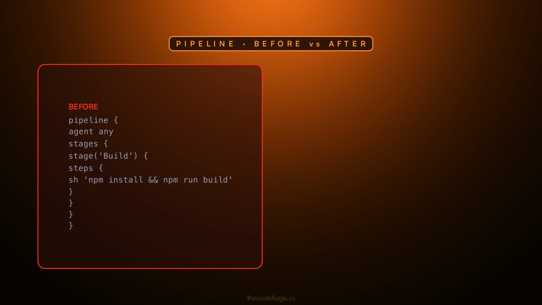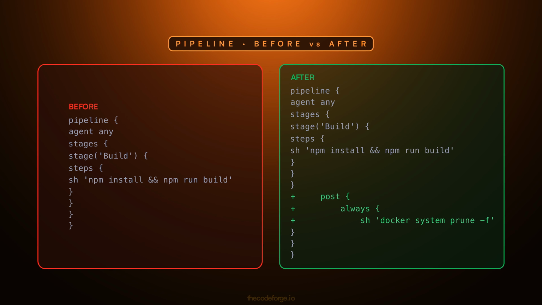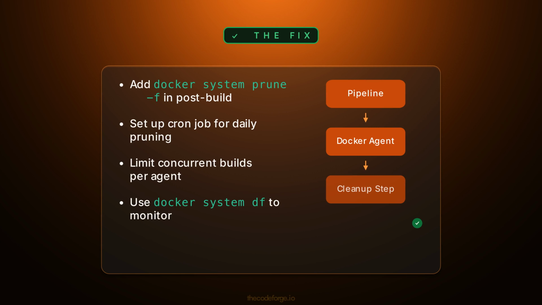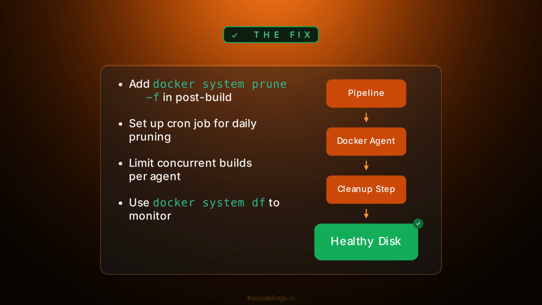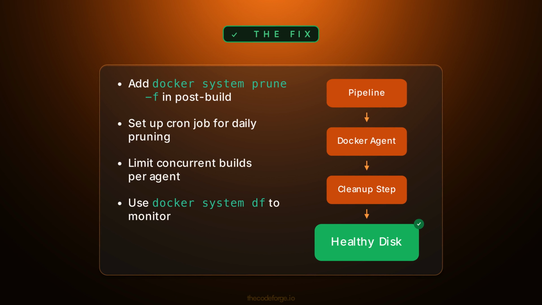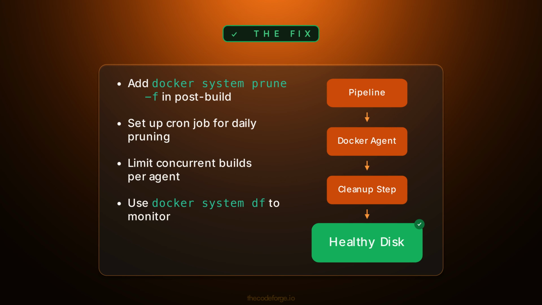The pipeline did not clean up Docker resources after builds, causing overlay file system bloat. Adding a post-build cleanup step prevents accumulation. The fix was to add a post-build step to run docker system prune -f and set up a cron job on the agent to prune daily. Also limited concurrent builds per agent to prevent accumulation. This resolved the incident and prevents recurrence.